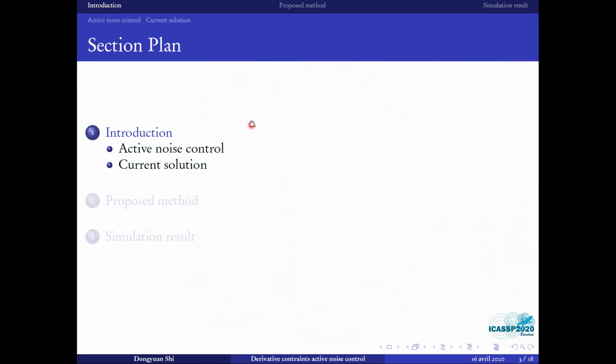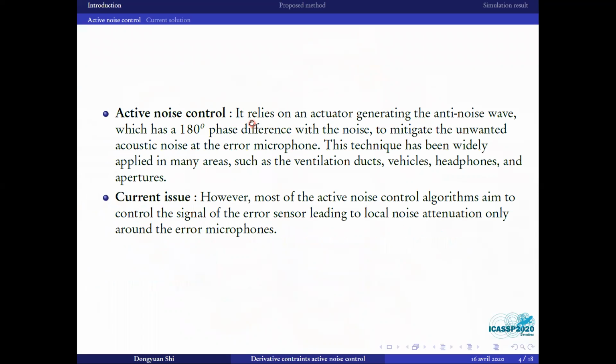What is active noise control? Active noise control is a technique which uses the secondary speaker to generate the anti-noise wave to cancel the disturbance at the error microphone. This technique has been widely applied in many areas, such as ventilation ducts, vehicles, headphones, and so on. However, most of the active noise control algorithms aim to control the signal of the error sensor, which yields local noise attenuation only around the error microphone.